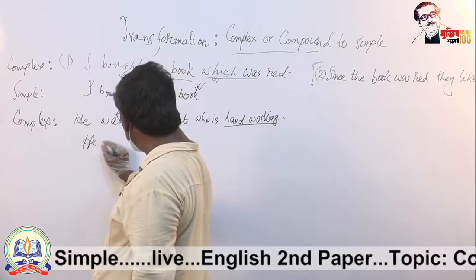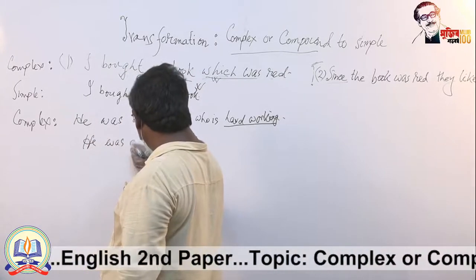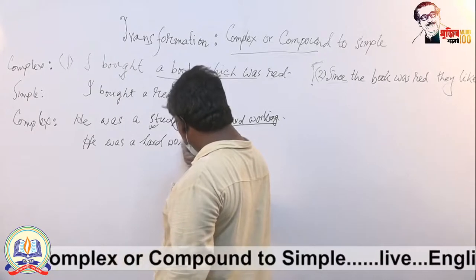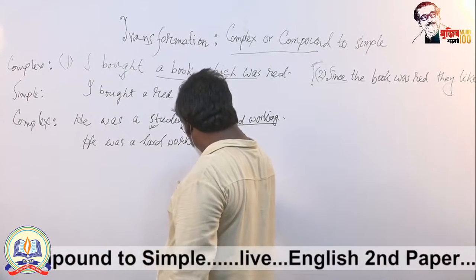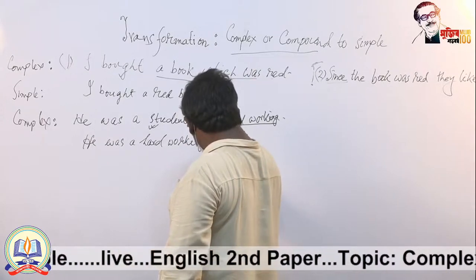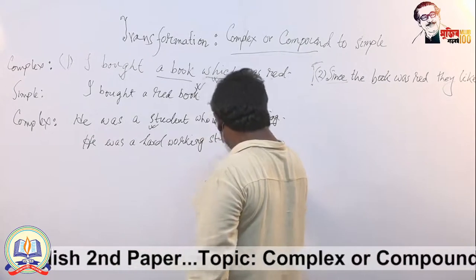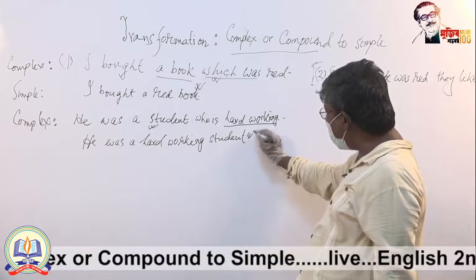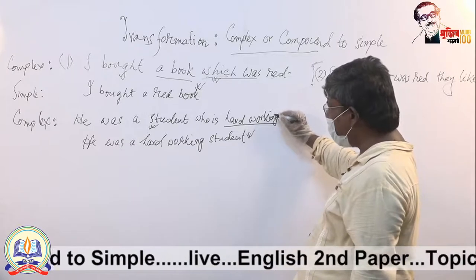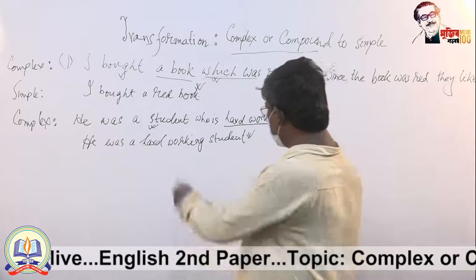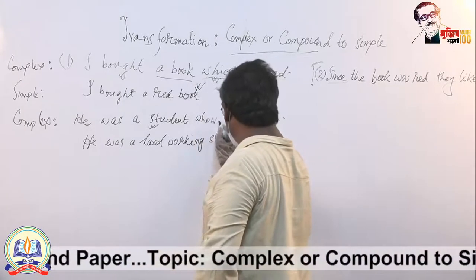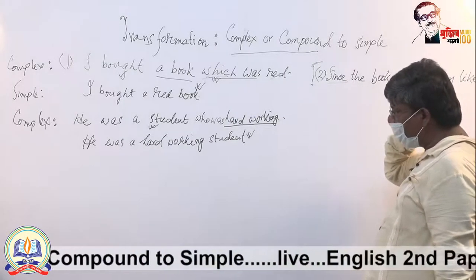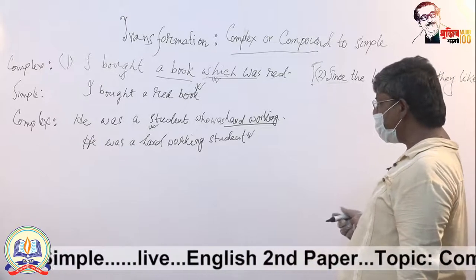He was a hard working student, and that's all. This is the simple form of the complex sentence. He was a student, who was, would be the better one, who was hard working. He was a hard working student is the simple form of the complex sentence, he was a student who was hard working.